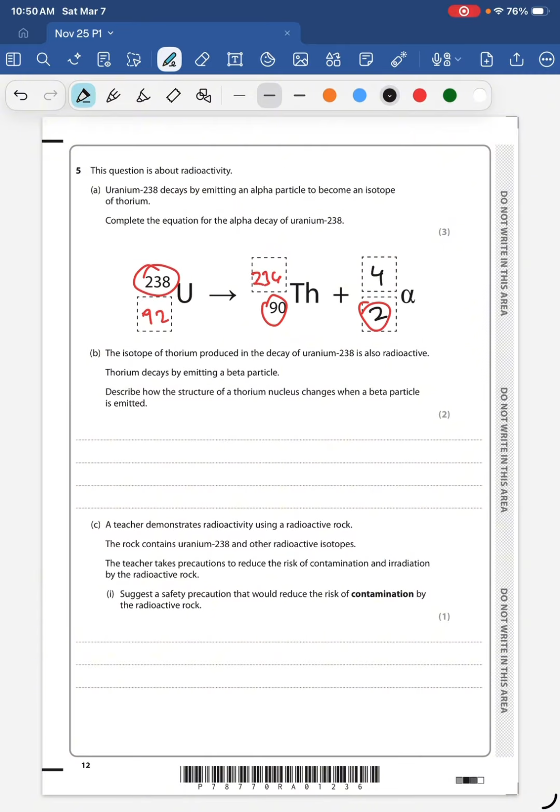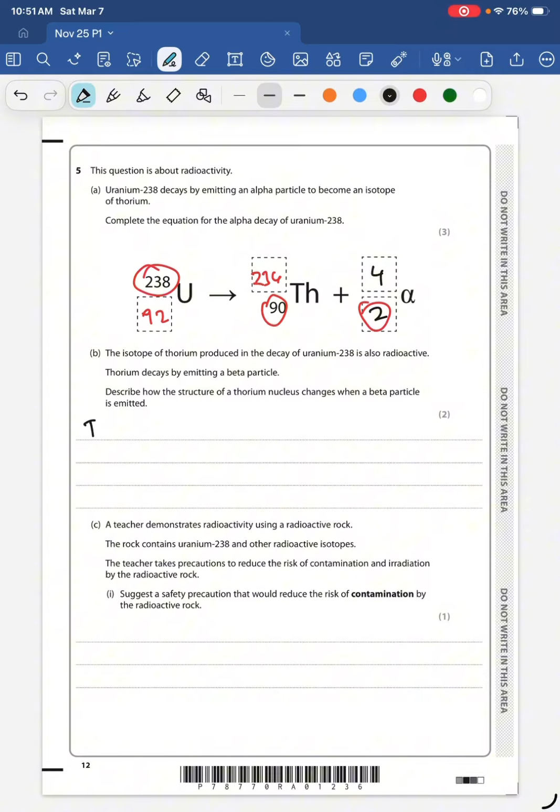Question B. The isotope of thorium produced in the decay of uranium-238 is also radioactive. Thorium decays by emitting a beta particle. Describe how the structure of a thorium nucleus changes when a beta particle is emitted. So the beta particle is negatively charged. How does this happen? A neutron decays into a proton, a beta particle (an electron) and a neutrino. You will learn about that at the A level, or maybe you already learn about this at this level. So the number of neutrons will decrease by 1 and the number of protons will increase by 1.